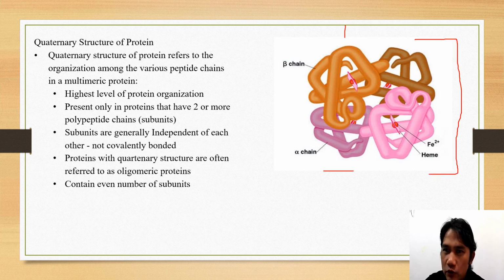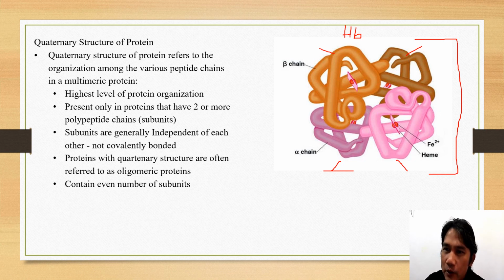In fact, this is the protein hemoglobin. Hemoglobin, as we know, carries or transports oxygen to the different parts of the body. There are four polypeptide chains. You call those subunits, okay? Brown, orange, pink, and then purple. So there are four polypeptide chains. Each color-coded subunit is a polypeptide.